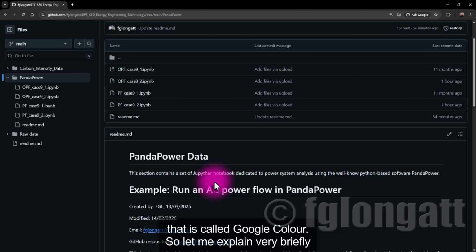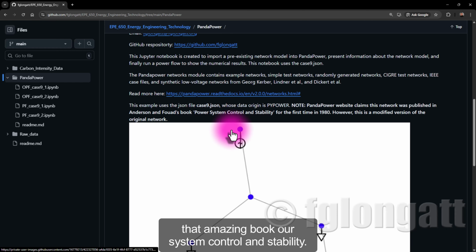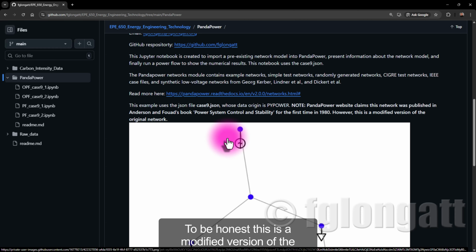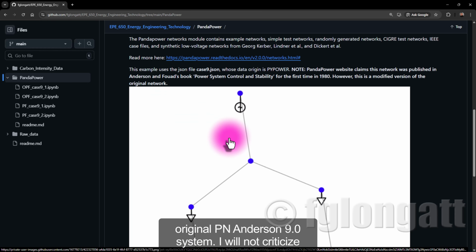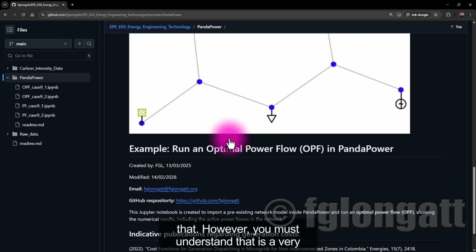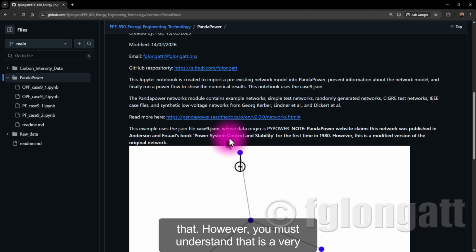Let me explain very briefly, very fast, what the content of those files is. As you can see, we are using the classical 9-bus system. It's a very traditional power system that was introduced by our colleagues P.M. Anderson and Fouad in that amazing book, Power System Control and Stability. To be honest, this is a modified version of the original P.M. Anderson 9-bus system. I will not criticize that. However, you must understand that this is a very specific version, okay?